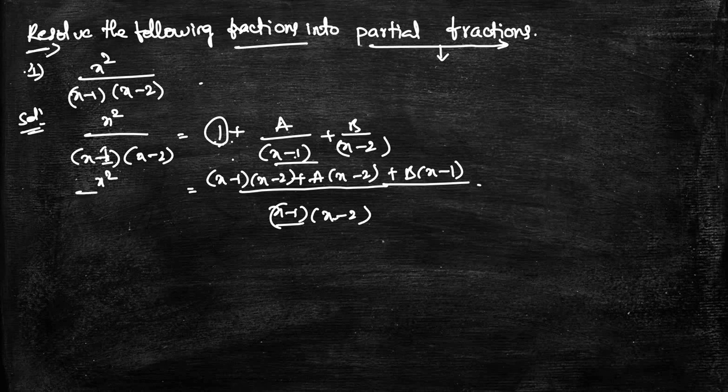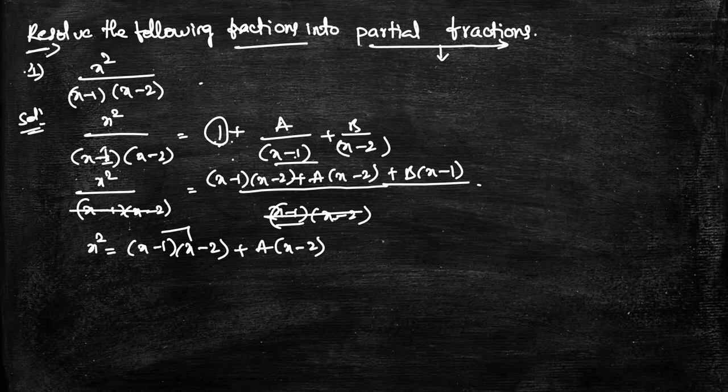And x square divided by x minus 1 into x minus 2 will be there on the left side, so these two will get cancelled and will remain x square is equal to... We'll do one thing, we'll take this one only, x minus 1 into x minus 2 directly, I will not multiply these two terms. So here a into x minus 2 plus b into x minus 1.